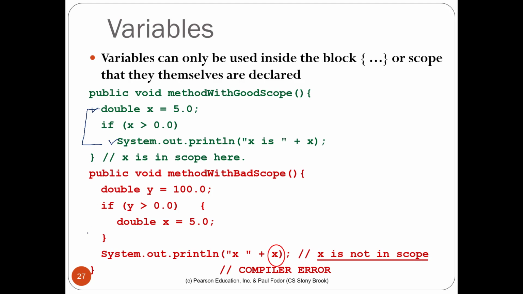Now let's look at the other program which we have written. Double y is equal to 100. So y is visible in the whole program. If you want, you can access y anywhere in this program.